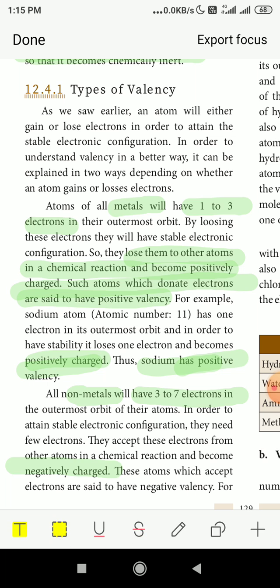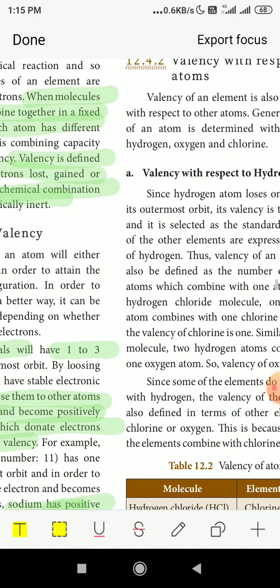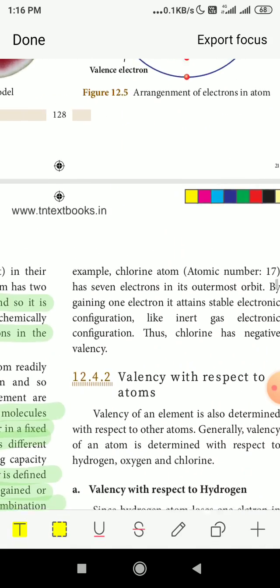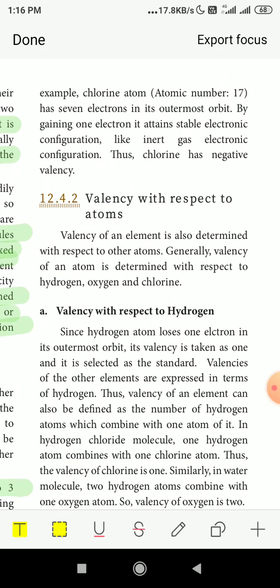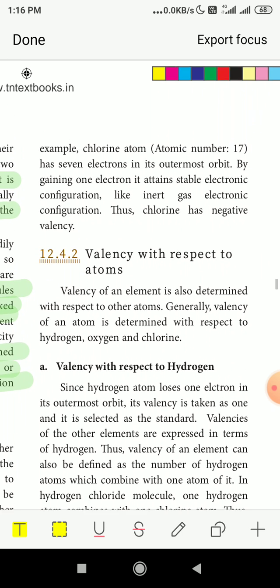These atoms which accept electrons are said to have negative valency. So let us underline that also. They are accepting electrons, so they have negative valency. For example, a chlorine atom, atomic number 17, has 7 electrons in its outermost orbit. By gaining 1 electron, it attains a stable electronic configuration. To get a stable electronic configuration, it should be 8 or 2.